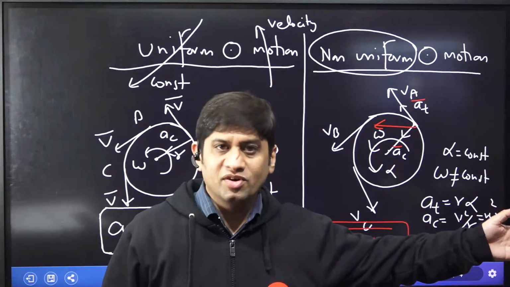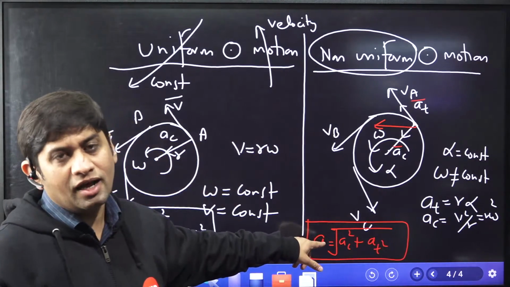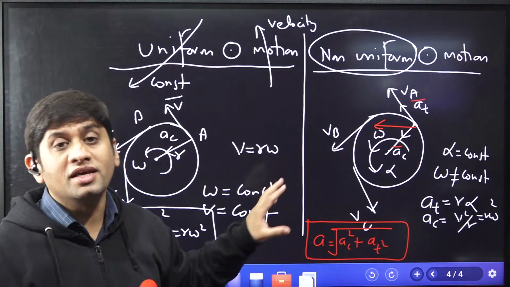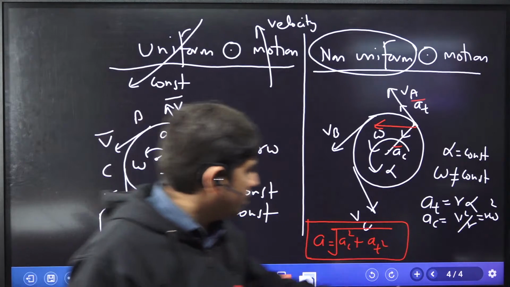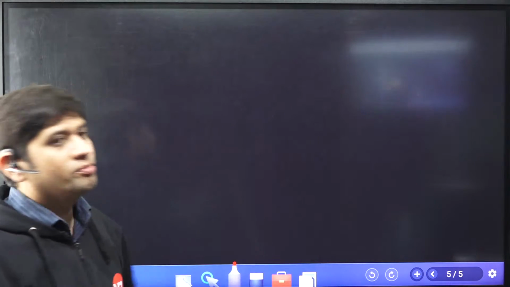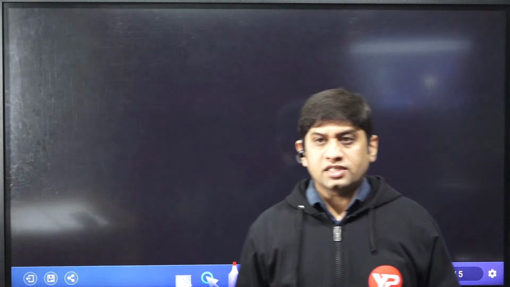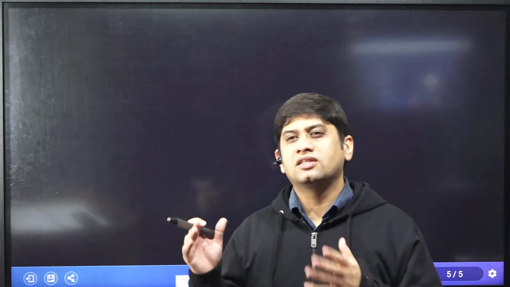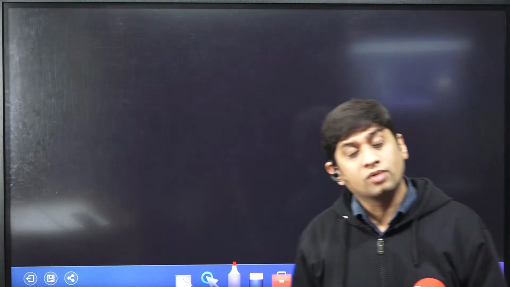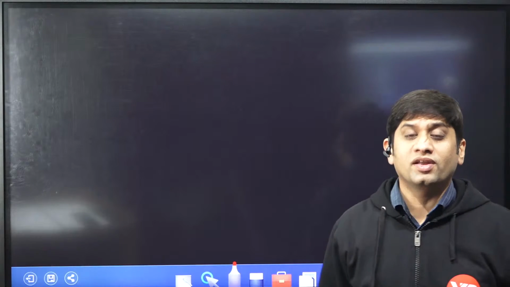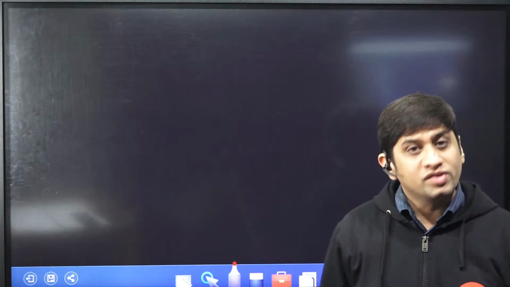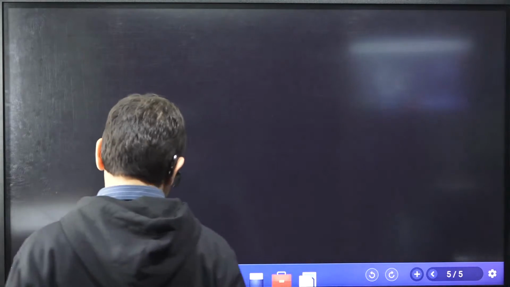Alpha and omega will be given to us, and we can calculate total acceleration. This is uniformly circular motion. That is number one, you have to understand. So that is also an important part from where questions come. Okay, now we have seen the rotational motion analogy, uniform and non-uniform circular motion also. And now I come to a very important next topic, which is called rolling motion.